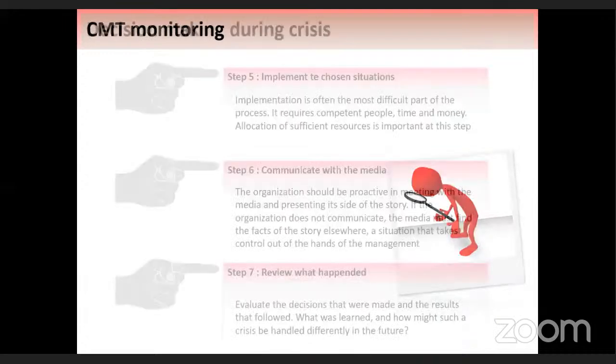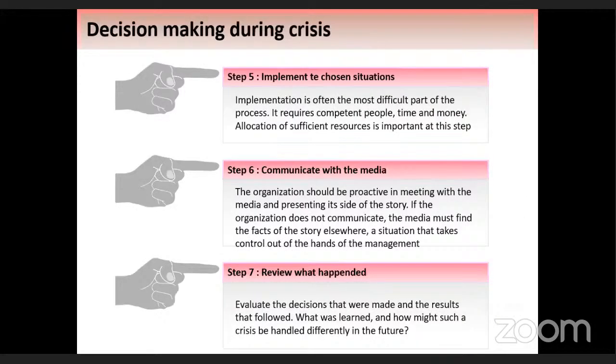Then review what happened. Evaluate the decisions that were made and the results that followed. What was learned, and how might such a crisis be handled differently in the future?